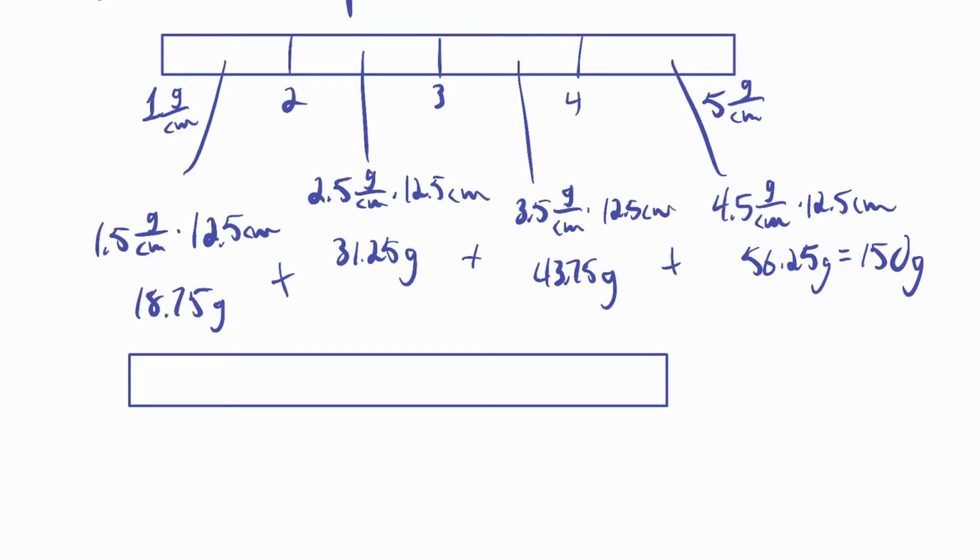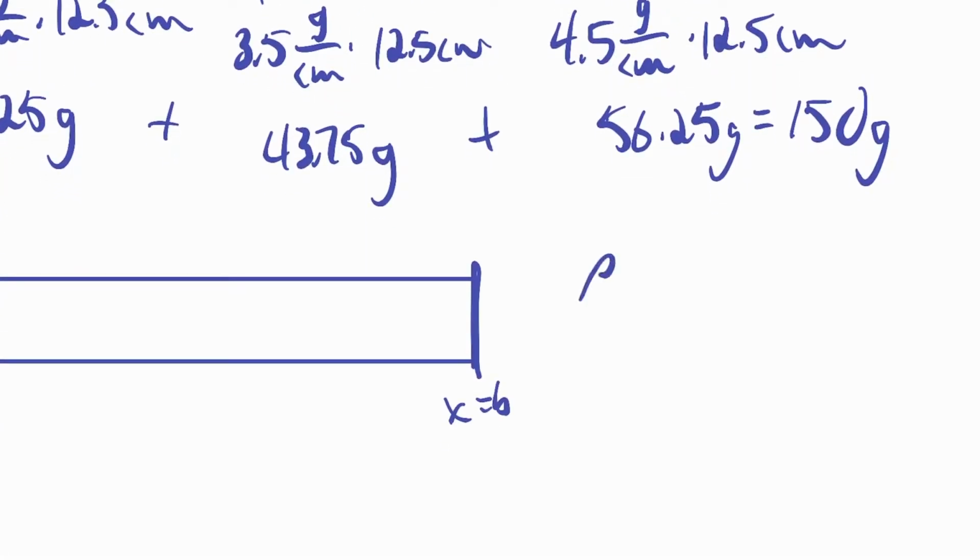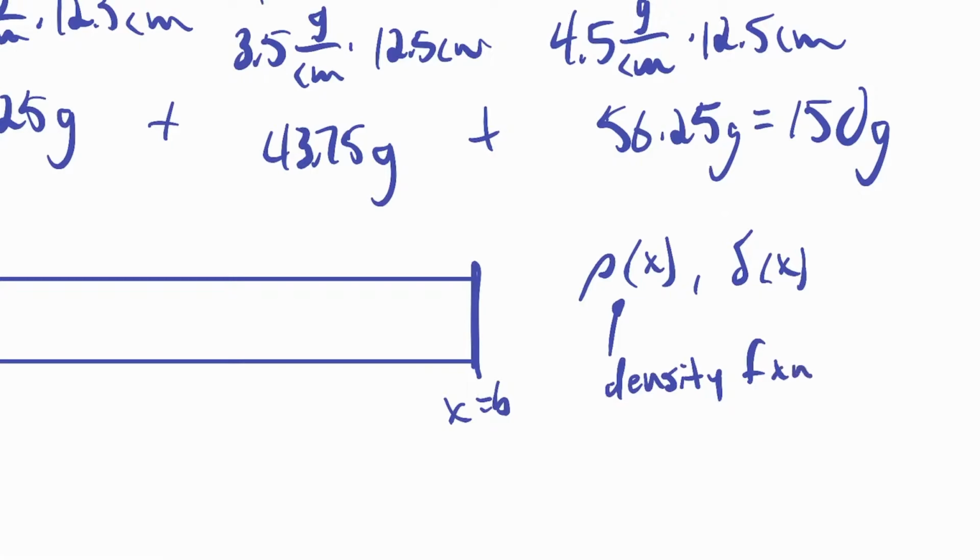Let's say that the density starts at x equals 0, or let's do it generically, from a to b. And let's say the density function, sometimes the Greek letter rho is used, which kind of looks like a p, so rho of x, or we could use delta of x for the density function. This will give the density as a function of the position along the length of the rod. Okay, density function.